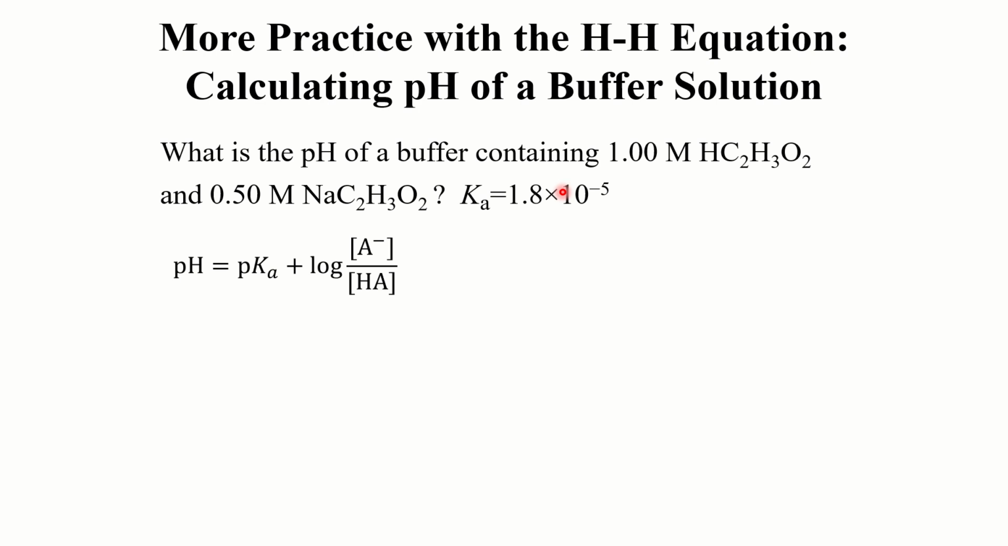All right, let's look at a little more practice with the Henderson-Hasselbalch equation. We're going to look at calculating pH of a buffer solution. This question states, what is the pH of a buffer containing 1 molar acetic acid and 0.5 molar sodium acetate, given that the Ka of acetic acid is 1.8 times 10 to the negative fifth? I would actually like you to try this one. So please go ahead and pause the video, see if you can come up with the correct answer here.